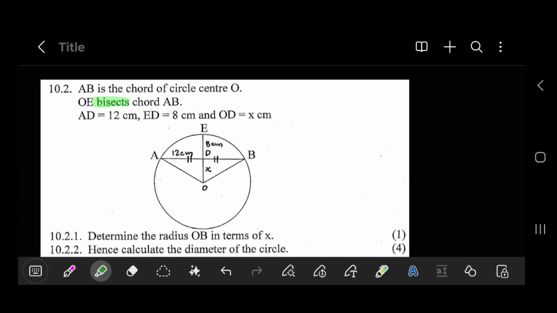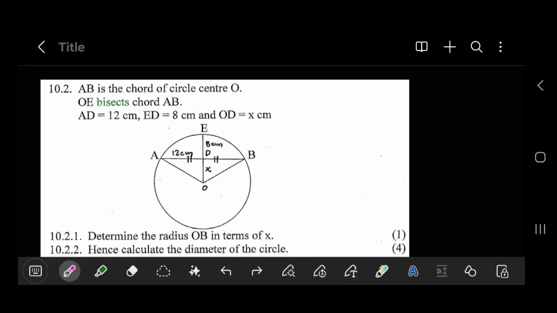Just to remind you, when a line is bisected, it means that it is cut into two equal parts. So where we have OE, OE is going to bisect AB. We can clearly see that by these symbols. That means AB has been cut in half, where AD is equal to DB. Then AD is 12 centimeters, ED is 8 centimeters, and OD is X centimeters.